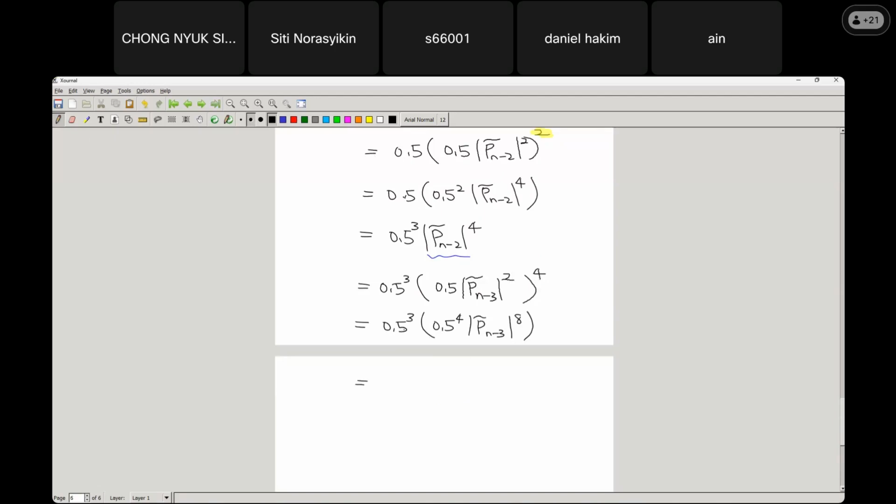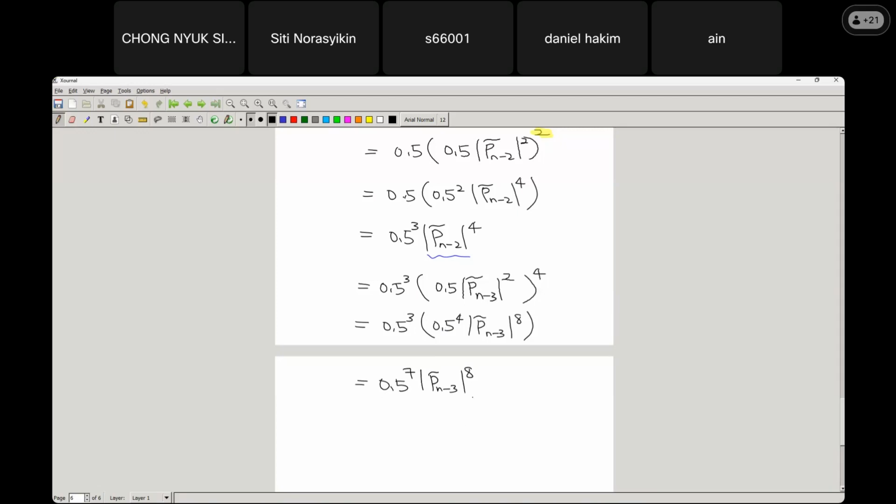So I simplify this one. So 0.3 square and then times 0.5 power of 4. So in the total, I will have 0.5 power of 7. How to get a 7? 3 plus 4 give us 7. Okay. And next, times with Pn minus 3 tilde power of 8. Okay. And next, you do it again. Okay. And then you repeat.